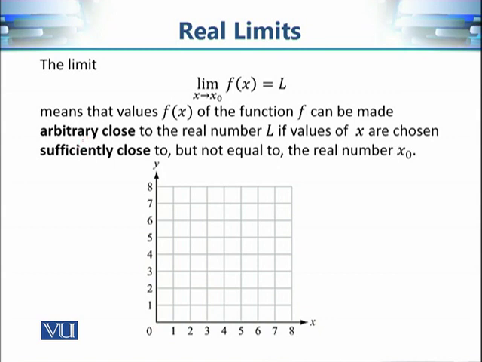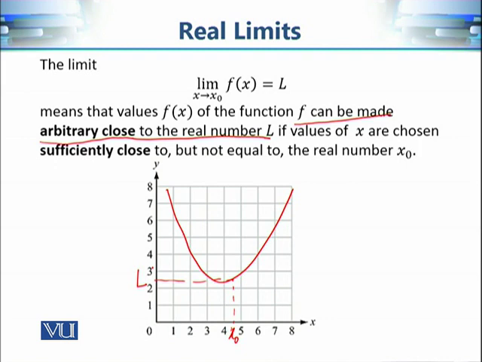Okay, now let's have a look at the definition again. It says that the function f can be made arbitrarily close to the real number L if the values are chosen sufficiently close to x naught. Now what does this word arbitrary mean? If we claim that the limit of the function at a point, let's say x naught, is the number L, then we are claiming that the functional values are getting closer and closer to this number L. Now the question is, how much close? The answer should be they are arbitrarily close, or in other words, as close as we want.